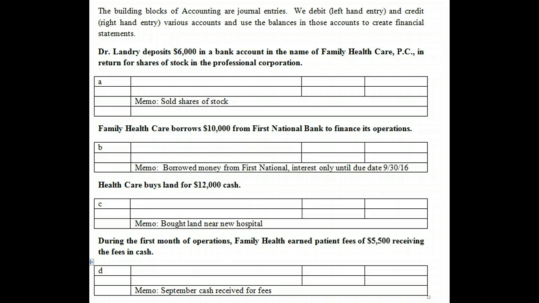So, building blocks of accounting are journal entries. That's how we record things in the real world. Debit means left, credit means right. Assets increase with debits. Liabilities and owner's equity accounts increase with credits.